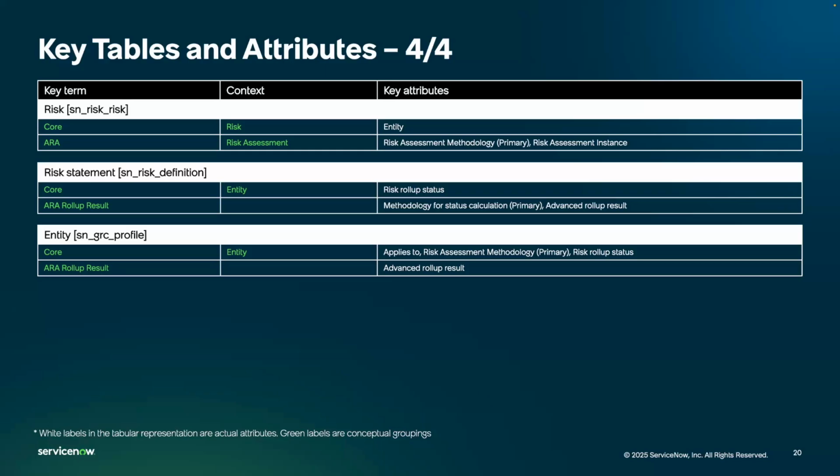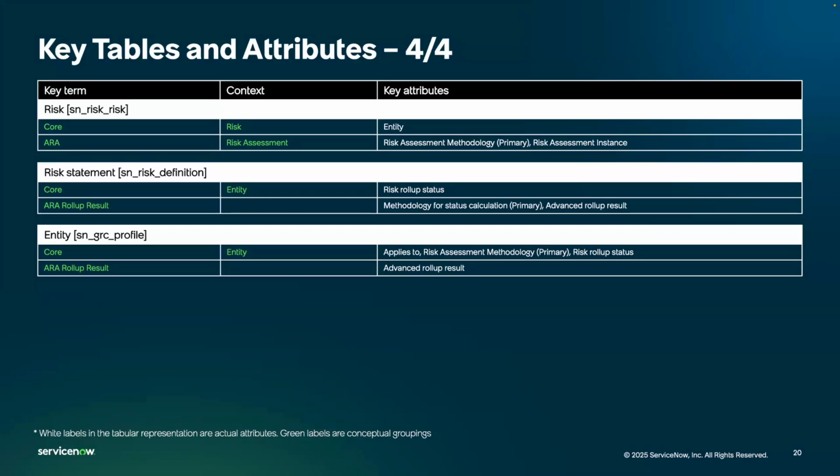Risk assessment methodology primary for the designated RAM, and risk roll-up status. ARA roll-up results links to the advanced roll-up result containing aggregated entity level scores. Now, the connection. These three tables, risk, risk statement, and entity, are where roll-up results land. The previous slides showed how data flows. These tables show where the aggregated results appear for reporting and decision making.